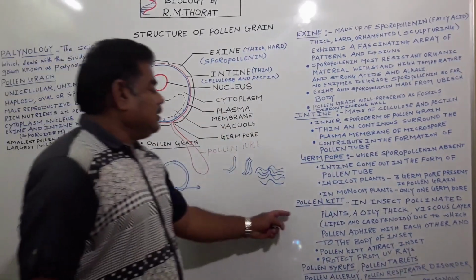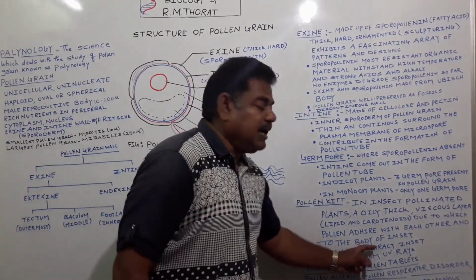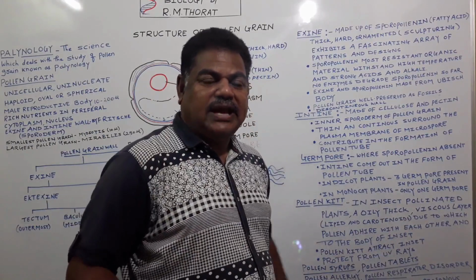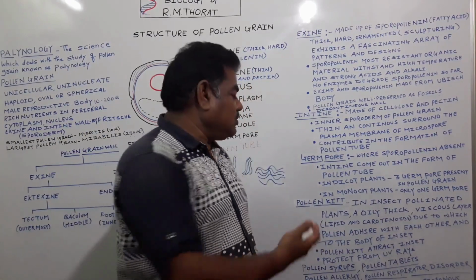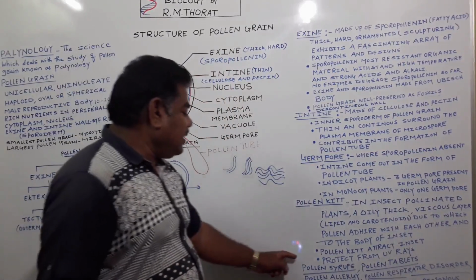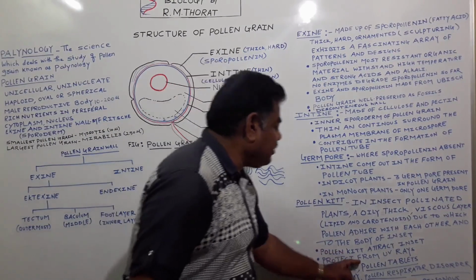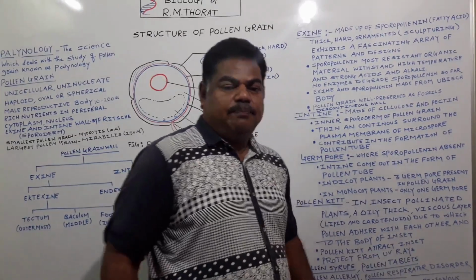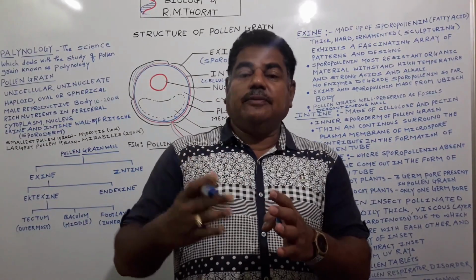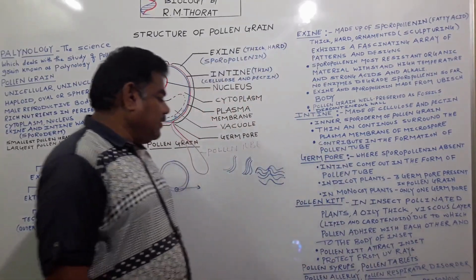Now the next function of this pollenkitt is that it attracts the insect, because the pollen grain is easily detected by the insect, and the insect is attracted towards the pollen grain or towards those flowers. Then the pollenkitt protects the pollen grain from ultraviolet rays. Means it has the capacity to protect the pollen grain from ultraviolet rays, due to which mutation does not take place in those small tiny particles that we call pollen grain.